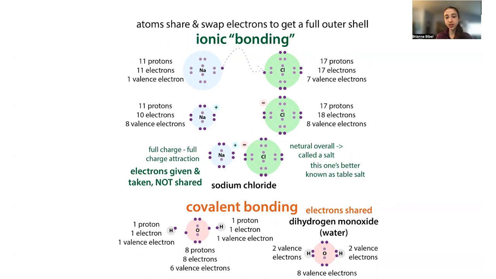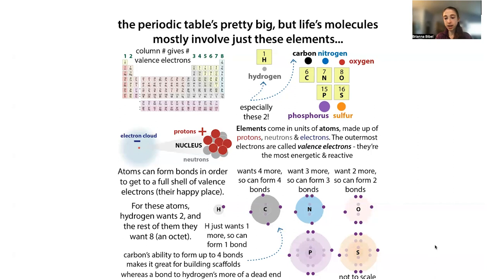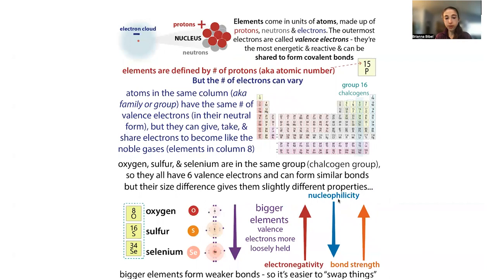What happens is that if you have the electrons further out, they're going to be less tightly held and they're going to be more reactive. So if we think about going from an oxygen to a sulfur to a selenium, our valence electrons are getting farther away. They're going to feel the pull less, and so they're going to be more loosely held and more reactive.